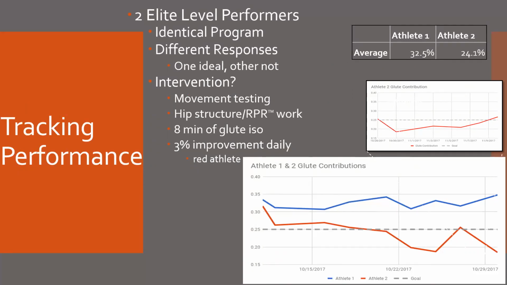So for the intervention we took with the athlete in the red, we did some movement testing. First we decided to see what movements they're seeing glute function in and what they're not. Then we did a series of testing protocols within that to determine what gave us the most bang for our buck. What we came out with is basically a lot of the work that we have here. We have our hip structure work and RPR work that we completed, and then we implemented 8 minutes of glute isos. I know we talked about 20 minutes in part one, but obviously we have to work with what's available as coaches. If we only have 8 minutes, then that's what we're going to use.